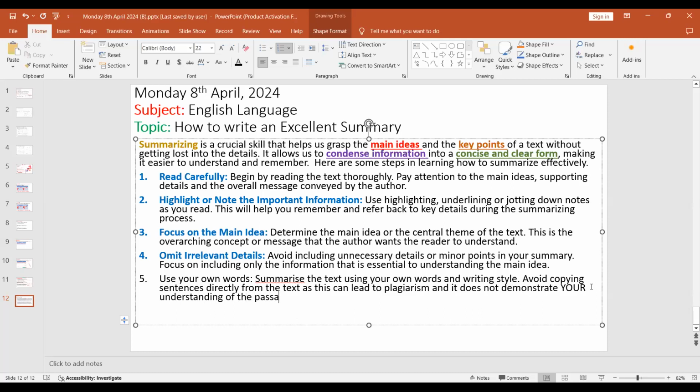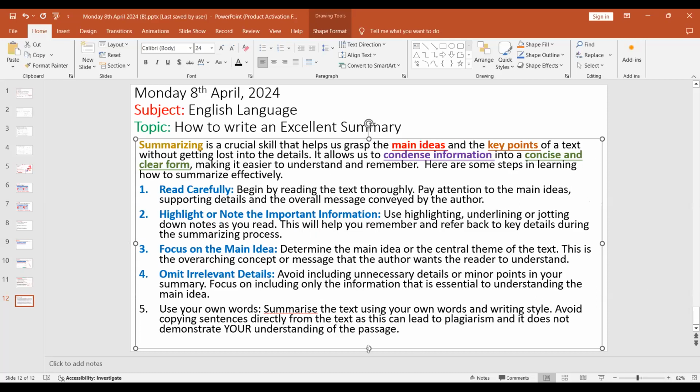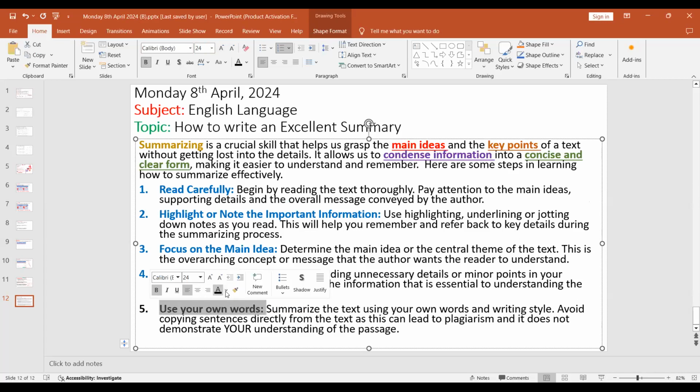So try to use your own words as far as possible, so that we can understand that you have an understanding of what you're talking about. So the last thing is you want to use your own words.